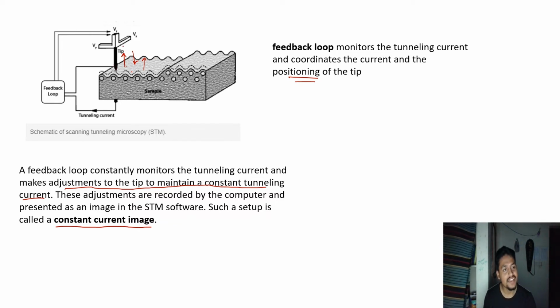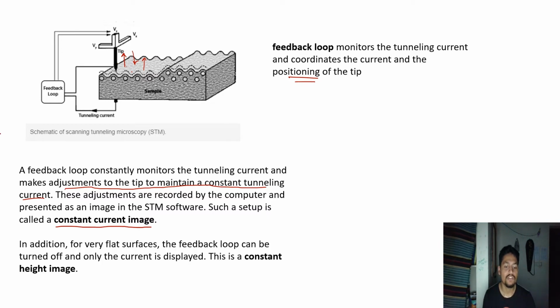Now the tip is adjusting its height through the feedback loop, feedback control, maintaining that current, and that's how we are getting the image. So that is called constant current. And there is also something called constant height imaging, which we normally use in the case of a very flat surface.